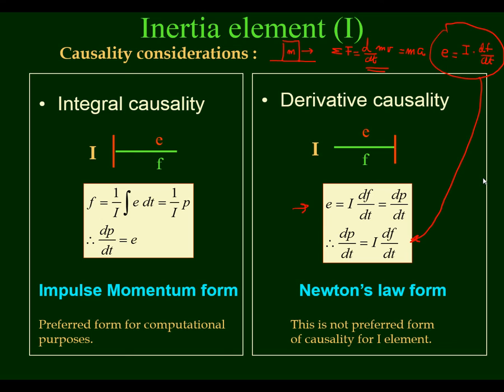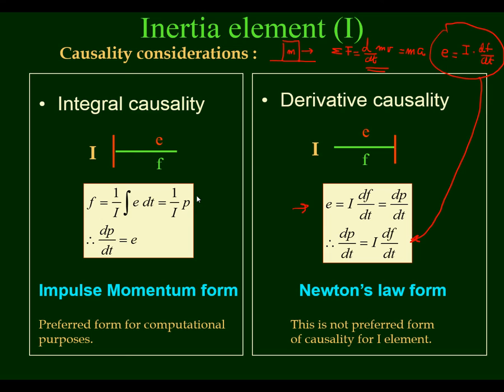But you could write this in the integral form. So instead of the output, the flow is the input. And if that's the case, you have 1 over I, the integral of E dt, is 1 over I times the momentum.